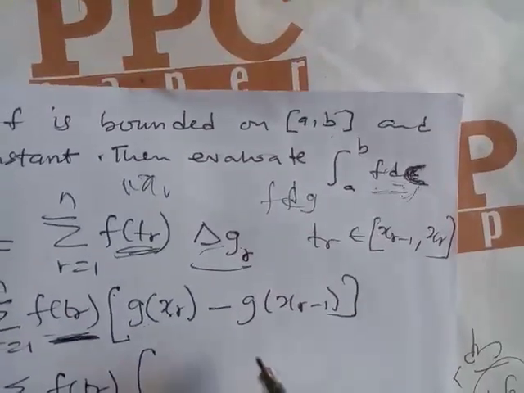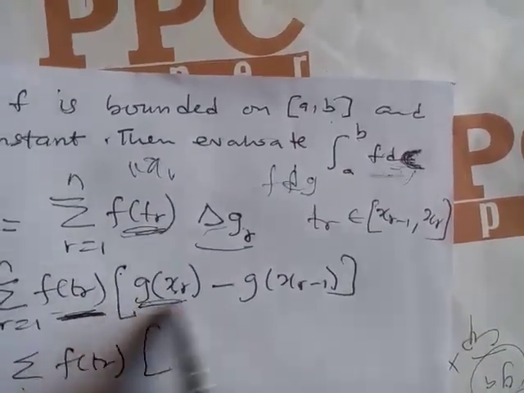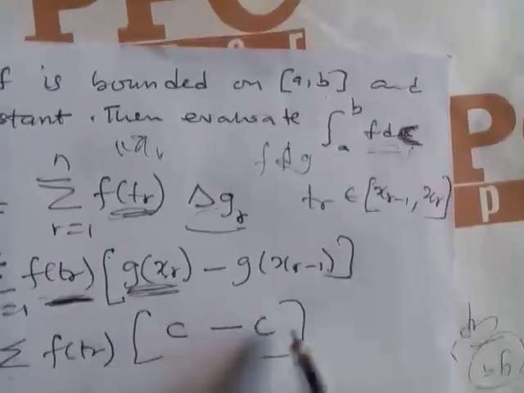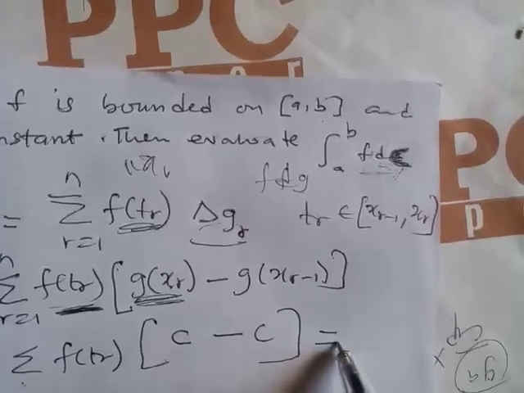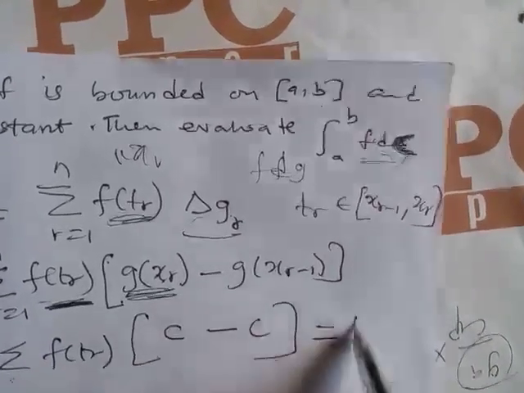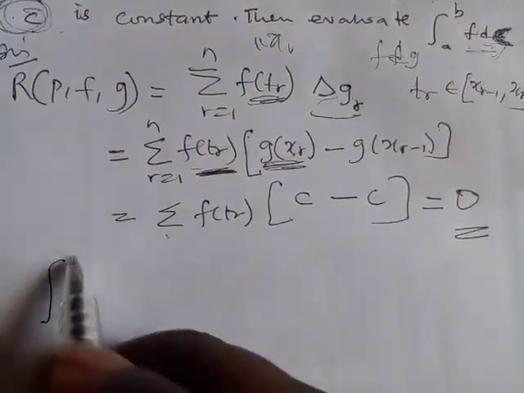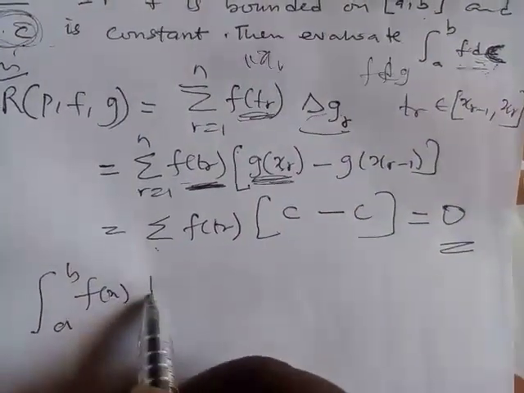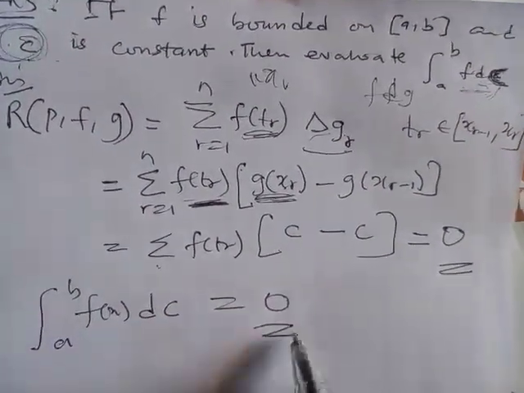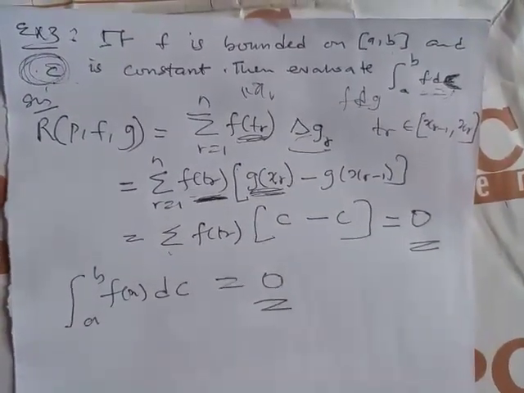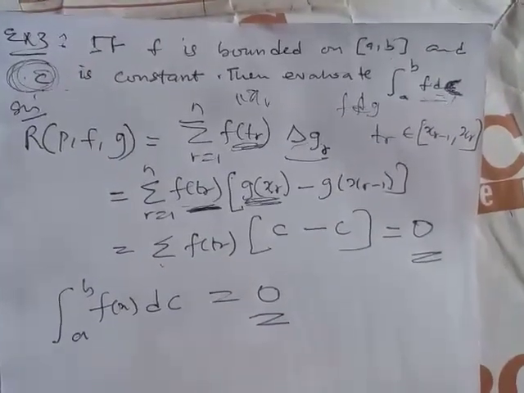Since g is constant, the supremum and infimum are the same thing. So this thing is just c. They are the same since it's constant. So it has no workings. It is just c and c, they are the same thing. So this is 0. Since we get 0, we can conclude that therefore the integral from a to b of f dc is 0. If we make use of the upper double sum, it's still the same thing, because the supremum and infimum of g are still the same since g is constant.